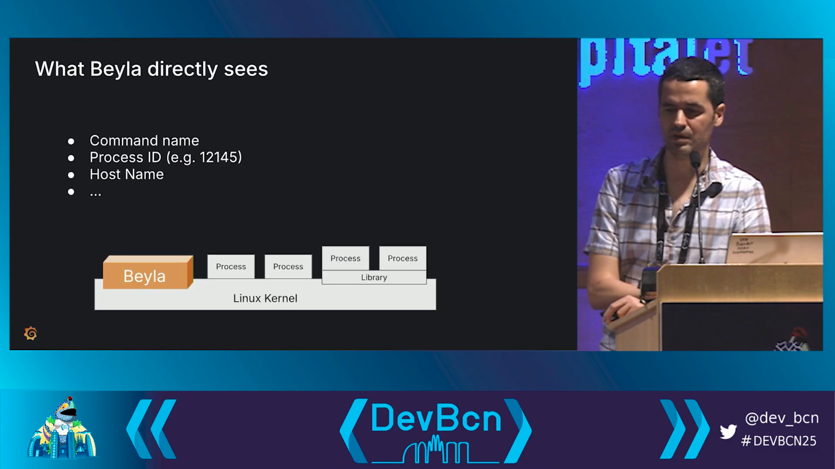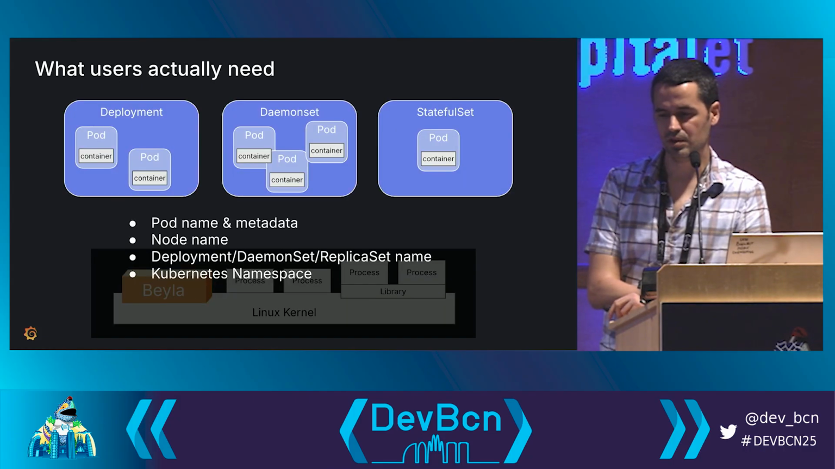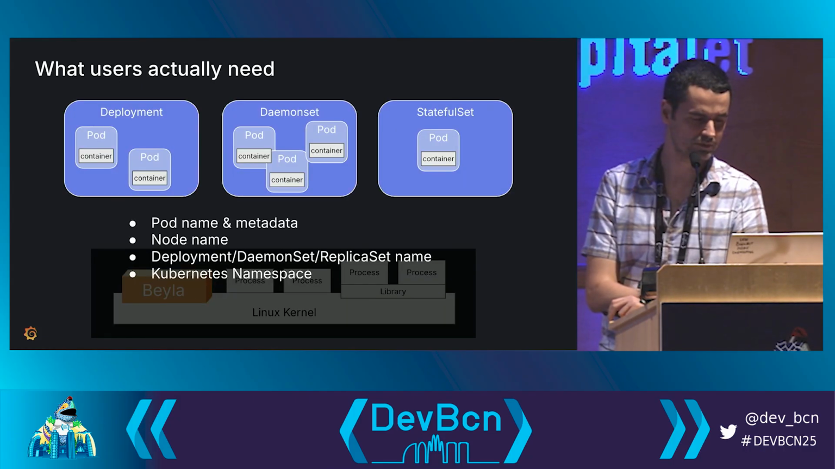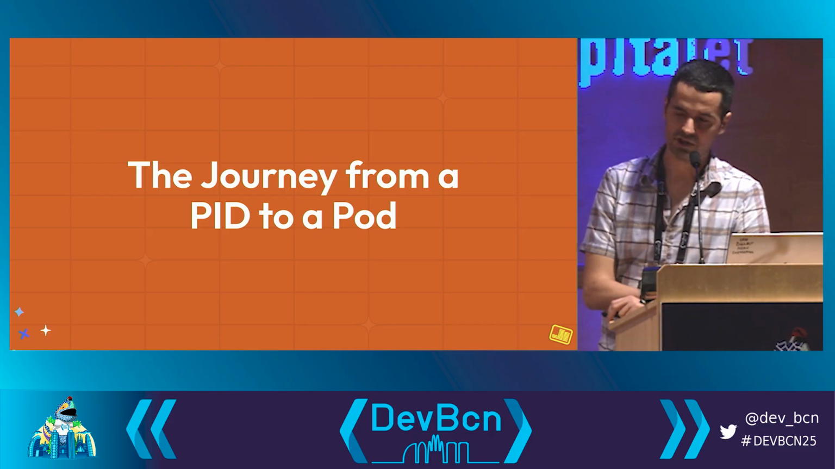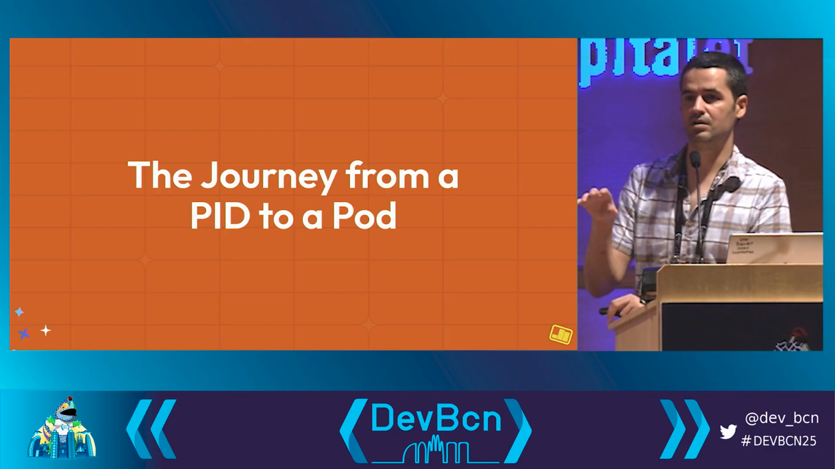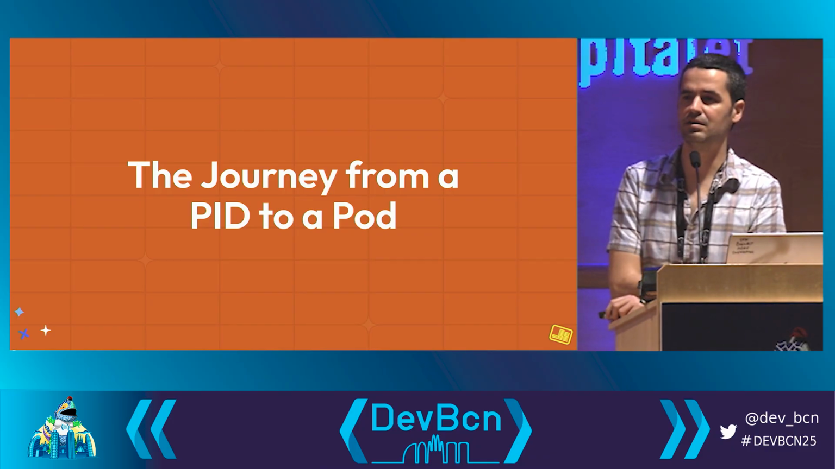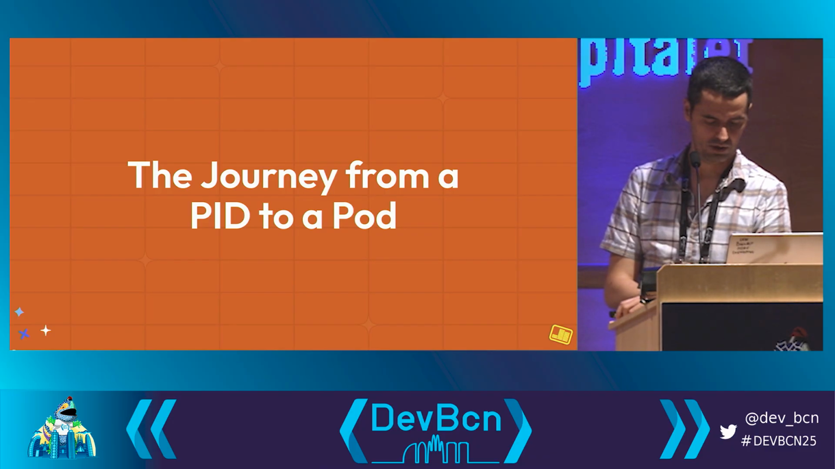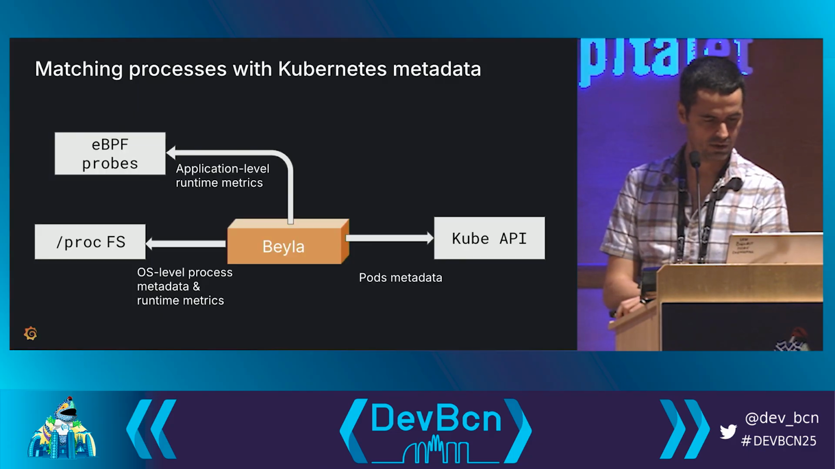and this is what gives the title to this talk, how can we go from the PID to the pod information? So this is our journey from a PID to a pod. Now we are starting to see some internal implementation details of Beyla.